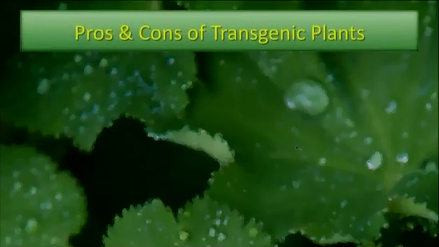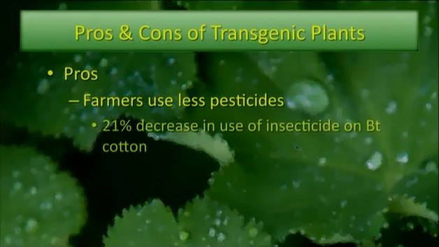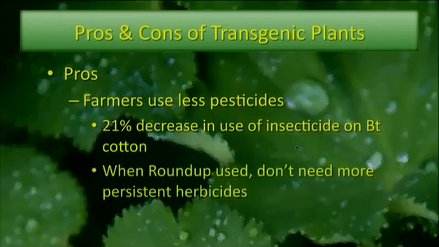Now, some pros and cons of transgenic plants. Pros: for one thing, farmers use less pesticides. There has been a 21% decrease in the use of insecticides on BT cotton. This is cotton that's been engineered to produce BT, or Bacillus thuringiensis, which actually kills caterpillars. When Roundup is used, you don't need more persistent herbicides. Farmers also have reduced tilling, which leads to less erosion. Those are some pros.